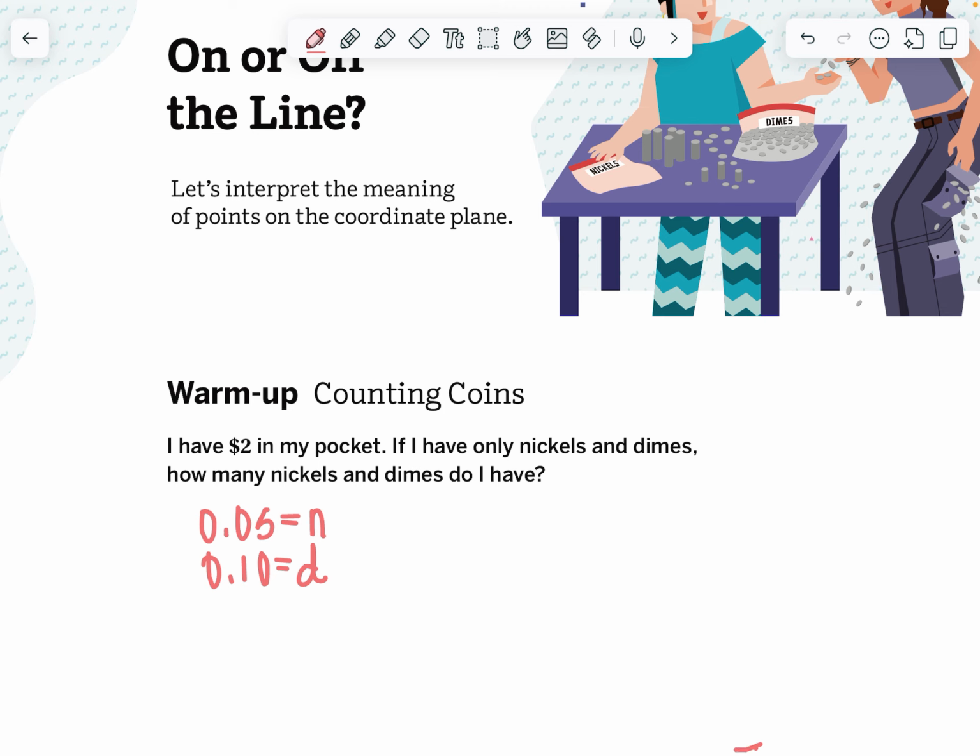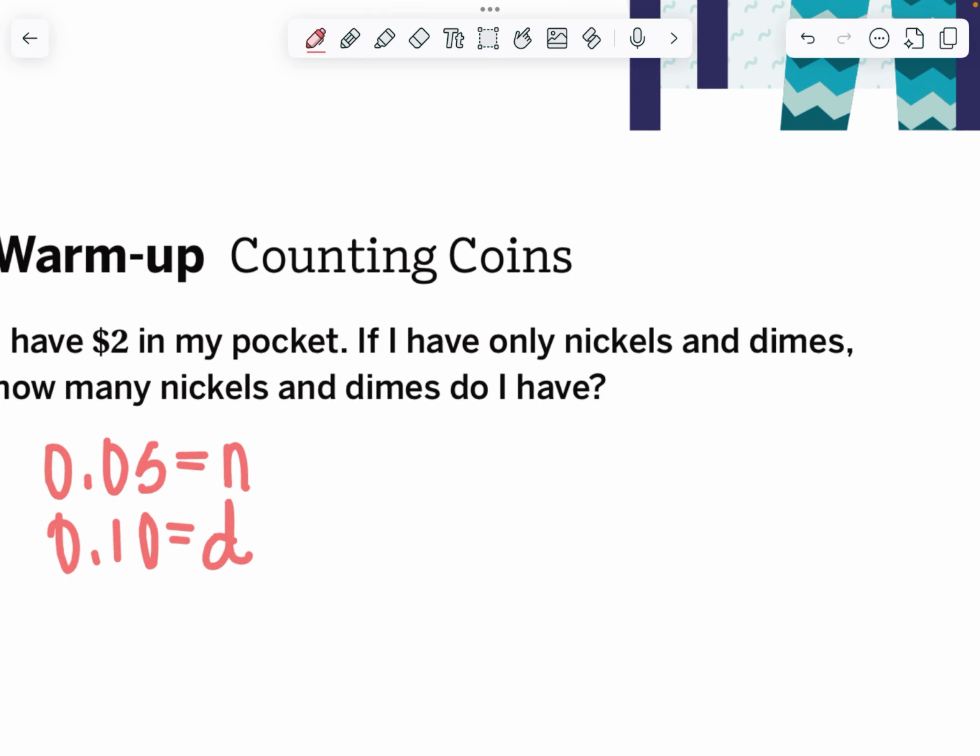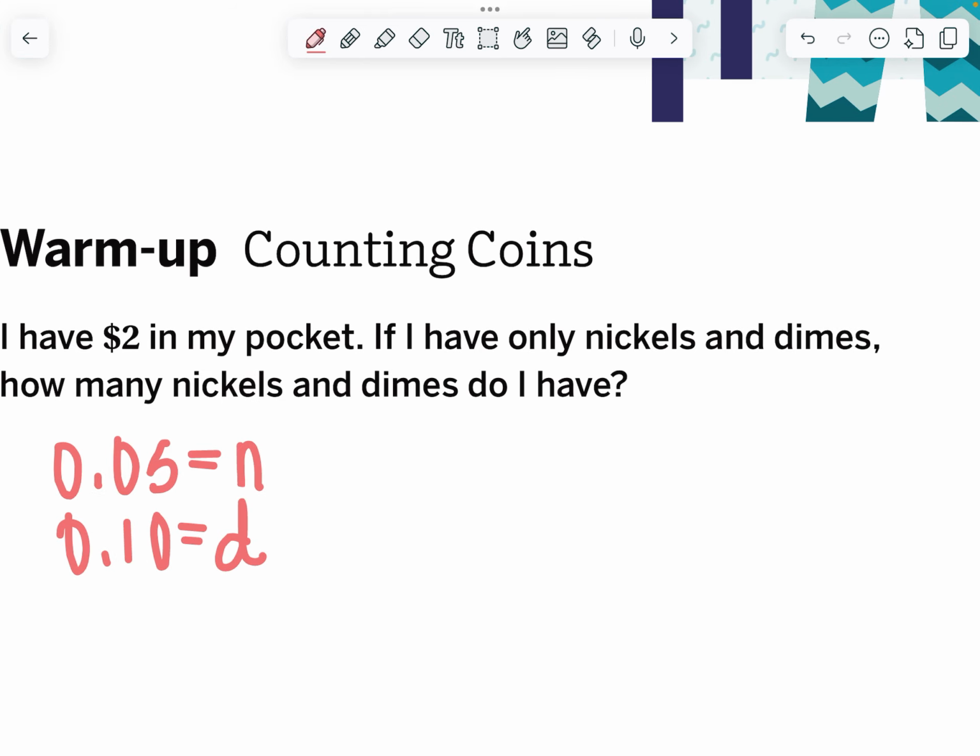So a lot of different combinations are going to work here for nickels and dimes. So I'll just show the one that I thought of. I know that a dime is 10 cents, and I thought of using the number 15 for that. So I'm going to multiply 10 cents times 15. I know that that's $1.50 of the $2 that I want to make in nickels and dimes. So I have 50 cents left over.